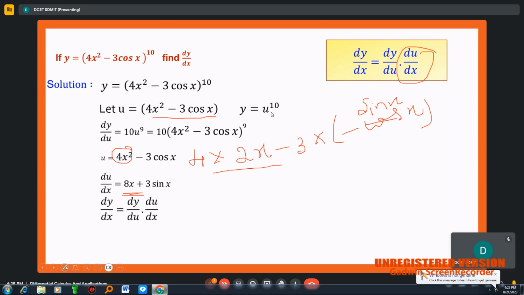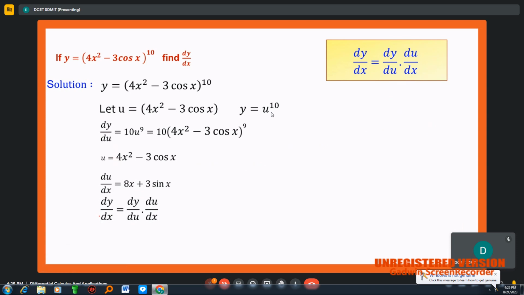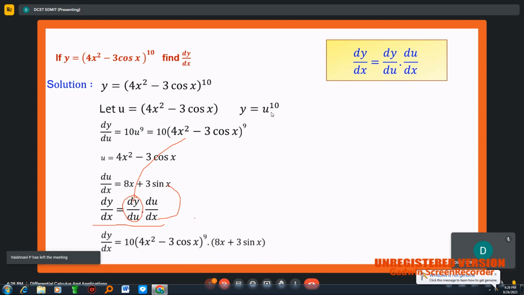Therefore, now we are applying this in the chain rule. What is the chain rule here? dy by dx is equal to dy by du into du by dx. dy by du is this one and du by dx is this one. Okay, clear? Substituting, that is the required dy by dx. Did all of you follow how to apply the chain rule? Clear? Yes? Okay.